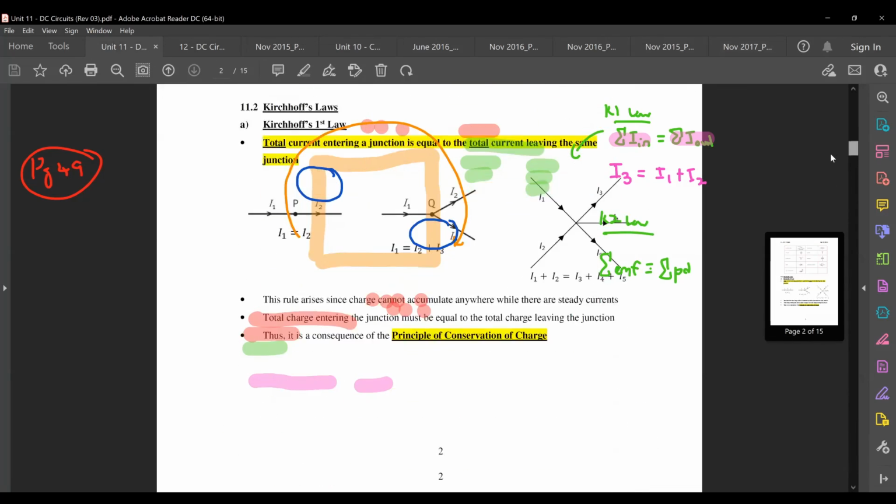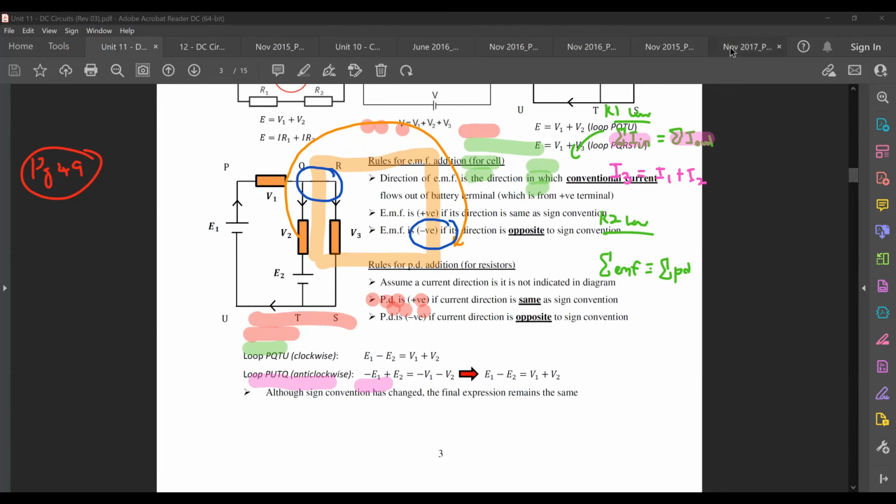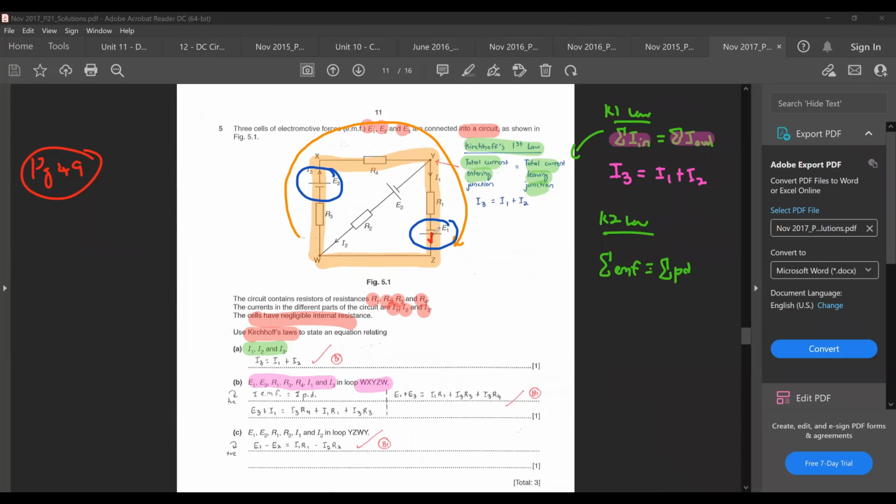Okay, how you sum up EMF and PD was actually explained in one of the lesson recordings for DC circuits. I think it's the first one. That one I explained on page 3, how you actually sum up your EMF and how you actually sum up your PD. So for PD as well as EMF, I mentioned to you, you always look at the positive terminal of your EMF. What is the direction where current is supposed to flow out from?